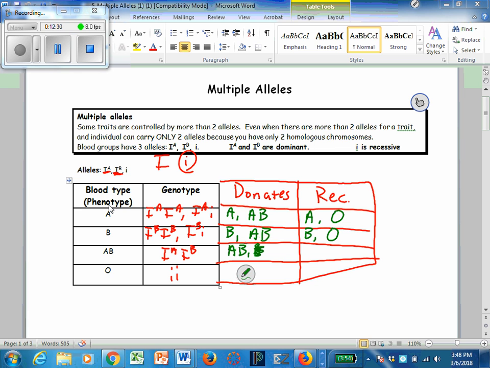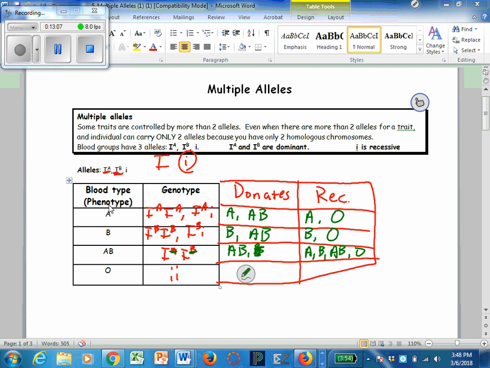If you donate to A people, that B gene gets in the way. If you donate to B people, the A gene gets in the way. So you can only donate to AB people, right? But you can receive blood from A people, B people, AB people, and O people. So therefore, if you have AB blood, which is the rarest of the kind, you are known as the universal receiver because you can typically receive blood from anybody.